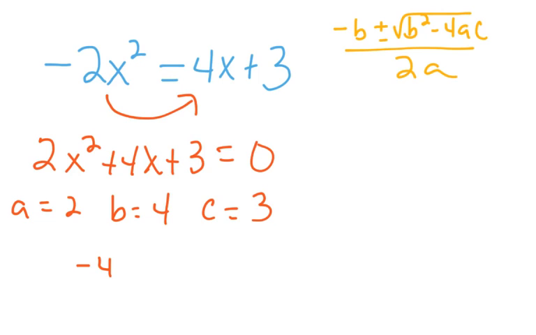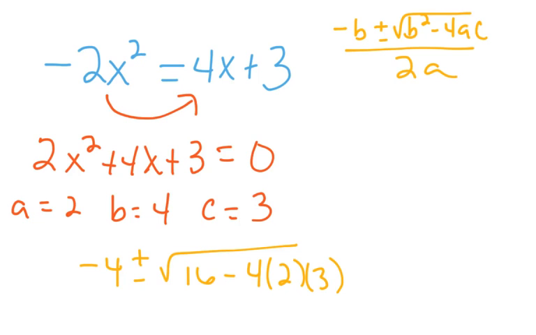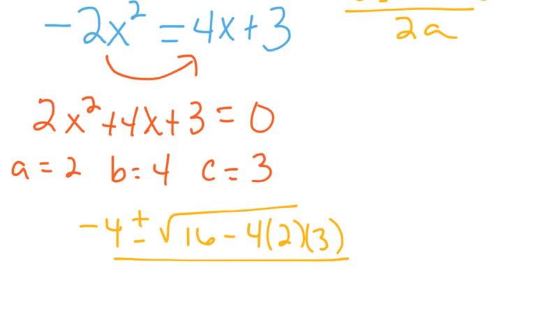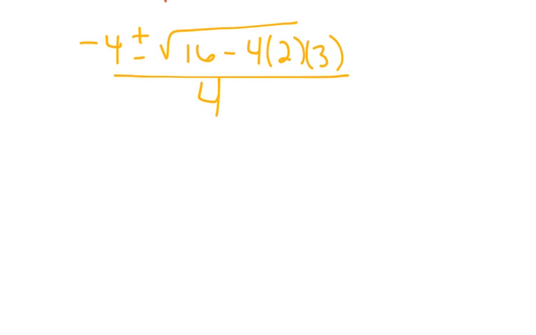Negative 4, I'll use a different color. Negative 4 plus or minus the square root of b squared. B is 4, so 16. Minus 4 times 2 times 3 all over 2a, or 2 times 2, which is 4. Alright, so here's everything plugged in.